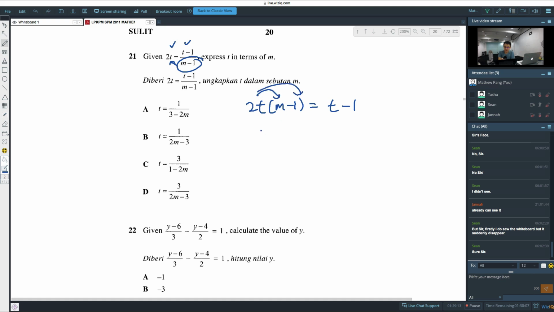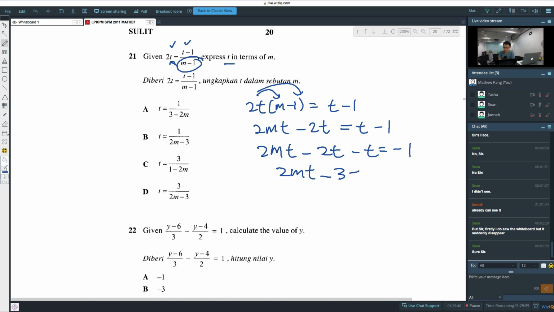And then I'm going to expand it. So it's 2mt minus 2t, and then equals to t minus 1. Because I want to make t the subject, because they say t in terms of m, whatever has t, I will join them together. So this is 2mt minus 2t, and the t over here, I'm going to move here. This one should be minus t also, equals to negative 1. So 2mt minus 3t equals to negative 1.